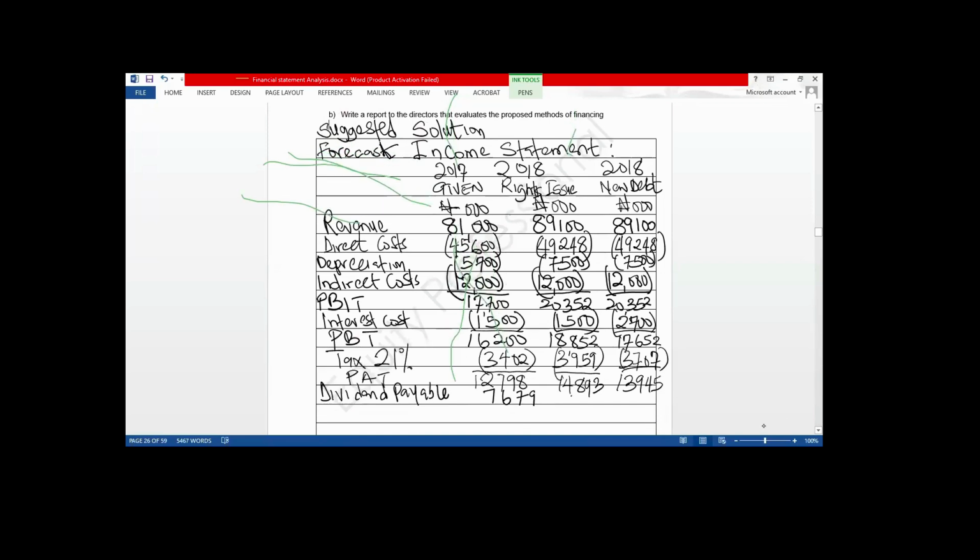This is 8,936, dividend payable. This is 8,367. Because it's dividend payable, we have not paid dividends. Dividend for 2017 is to be paid in 2018. Dividend for 2018 we pay in 2019.